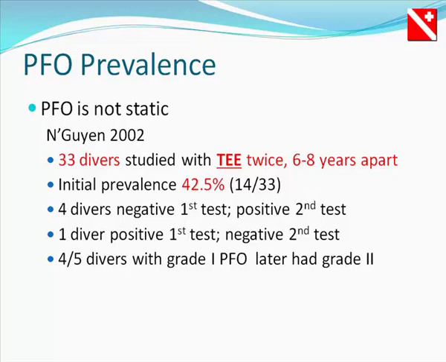They found a relatively high prevalence, but out of this group of 33 divers, 4 that were positive with the first test were negative with the second. And remember, TEE is our gold standard. So I mean, they failed the very best assessment that could be done. So things had changed for 4 of them. 1 who was positive became negative, and 4 out of 5 that had a small PFO now had a large one. So even if we would decide to screen, it's not to say that what you found today would be there tomorrow. And that's an additional complication.